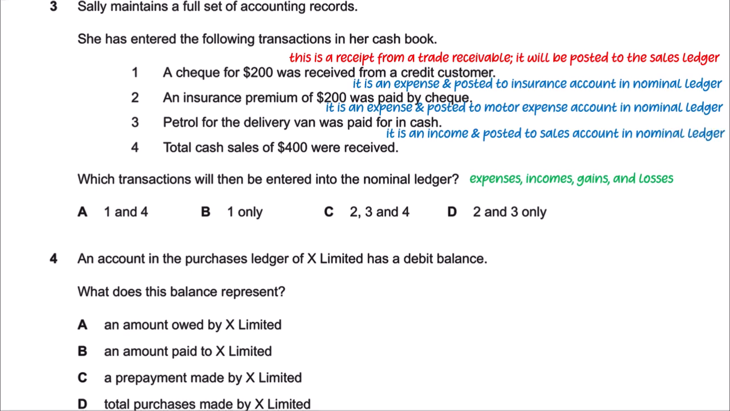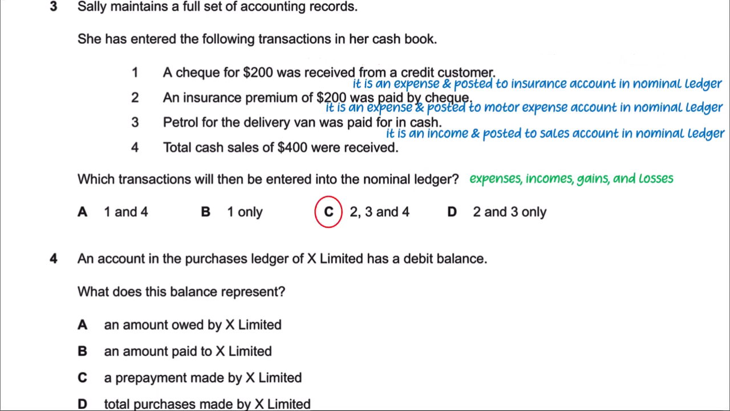So we have identified that transactions number 2, 3, and 4 are posted to the nominal ledger. Therefore, option C supports our findings. So the correct option is option C. Hopefully that was clear.